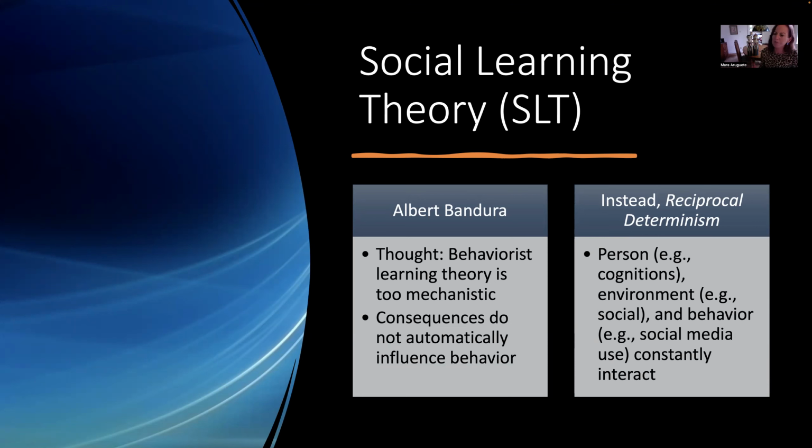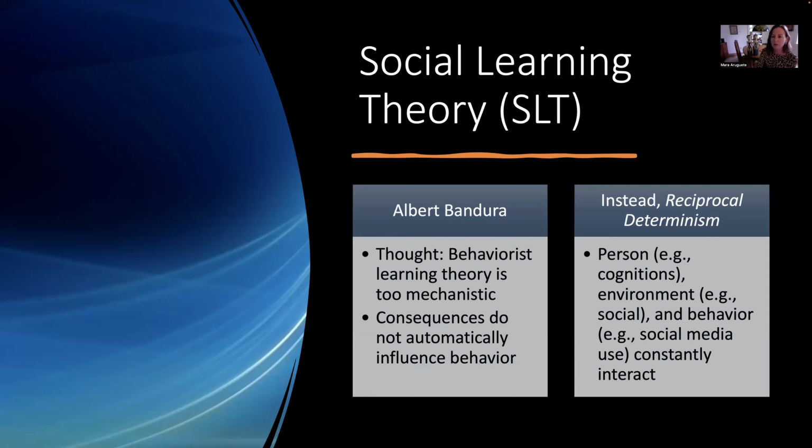And as I mentioned before, one of them is cognition. But he created a model that he called reciprocal determinism. And that's that there are person variables like cognitions, expectancies, for example, environmental variables, particularly the social environment, which he thought was important, and behavior, which would be like social media use or drug use. And those three things are constantly interacting.